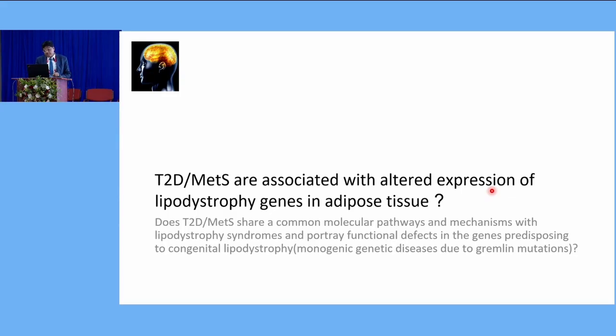Does T2DM and metaphenotype syndrome share a common molecular pathway and mechanism with lipodystrophy syndrome, and portray functional defects in genes predisposing to congenital lipodystrophy, a monogenic genetic disorder due to germline mutation? So our hypothesis is that if a gene is mutated, the severe effect will lead to lipodystrophy syndrome. If the expression of that gene is altered unfavorably in your adipose tissue, it will lead to a milder variety of disease. So this is our basic hypothesis on which we are building the whole story.